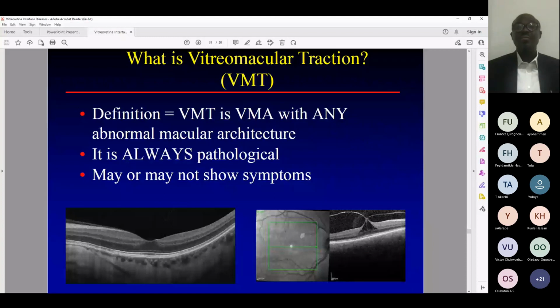Definition of VMT is a VMA with any abnormal macular architecture. The slightest architectural change, it may be on it or within it, changes VMA into a VMT, and VMT is always pathological. It may or may not be symptomatic, depending on the change in the architecture or deformity of the macular area. So you look at the slide on the left side, it looks like a VMA, but when you look, you see some little bump out there, which is attached to a hyaloid on the right side of the retina.